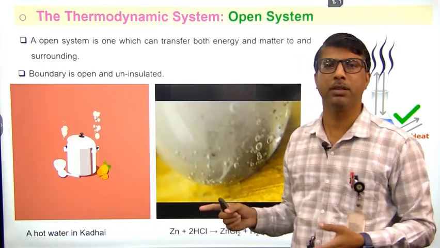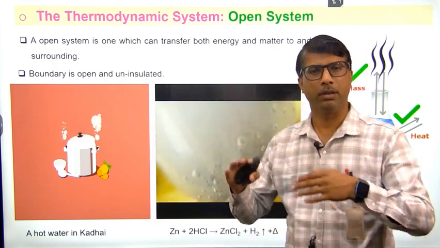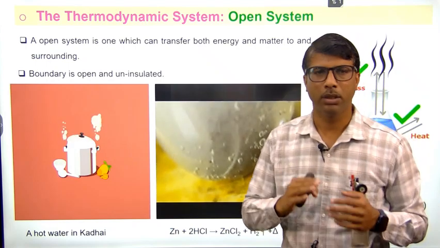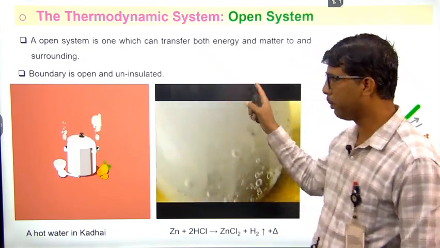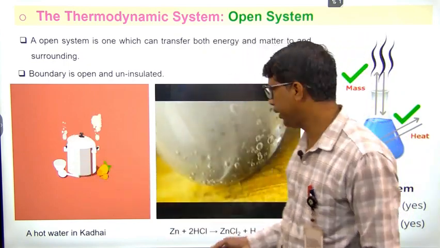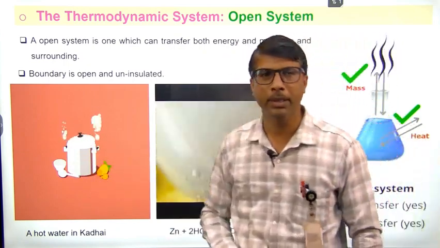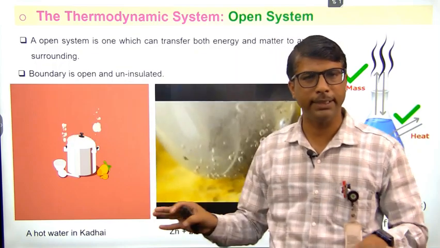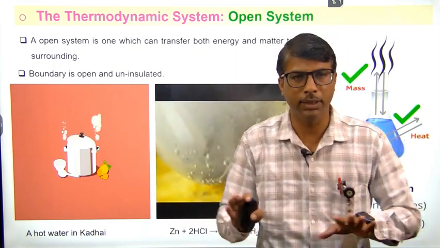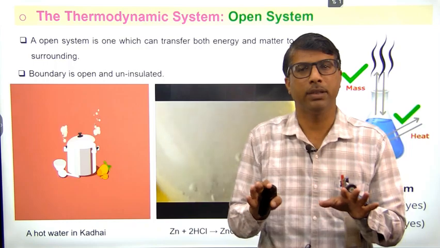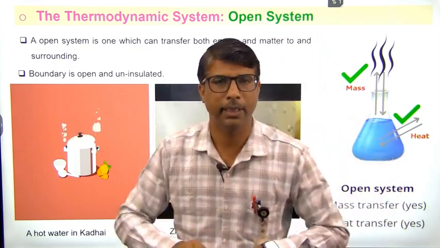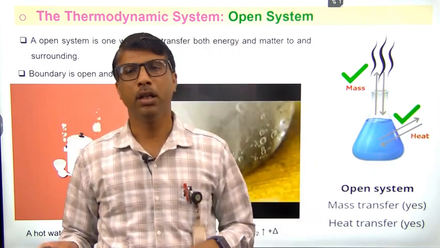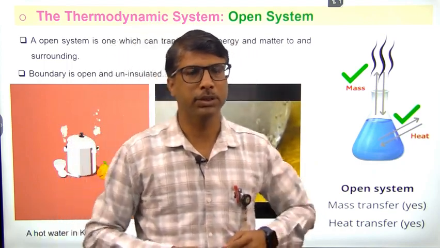In all these cases, the boundary is open. In this case the test tube is open, in this case the kadai is open, and in this case the conical flask is open, and in all these cases the boundary is unsealed. We cannot seal the kadai, we cannot seal the test tube, we cannot seal the conical flask. So this is the open system.